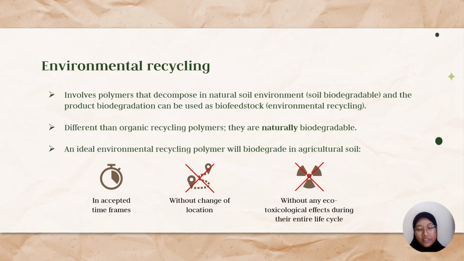The key difference between them is that environmental recycling polymers are naturally biodegradable, while organic ones have to be designed to be biodegradable. And there are three conditions that have to be met by a polymer in order to be considered environmental recycling. First, polymers that biodegrade in agricultural soil in an accepted time frame, meaning that it has to decompose in a short time. Secondly, without changing the location, meaning that they can't change their medium plant once planted. And lastly, they can't bring toxicological effects to the soil for the entire life cycle, meaning that they have to decompose completely without harming the environment.